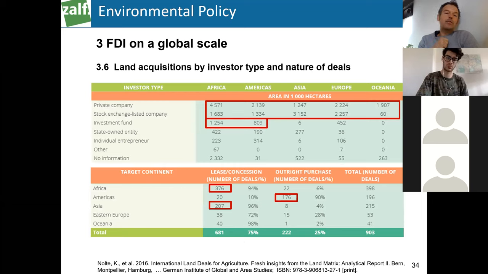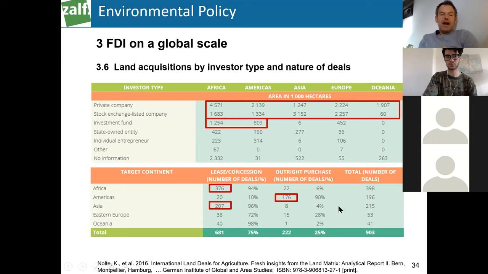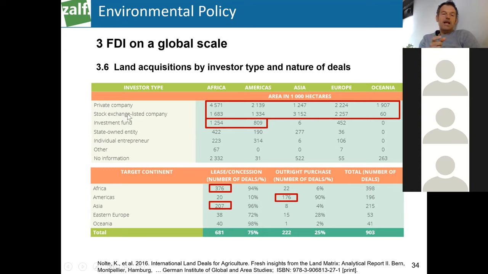If you look at the land acquisitions by investor type and nature of deals, most are private companies, stock exchange listed companies, and investment funds. In Africa and America, mainly the investment funds, and in Asia, Europe, and Oceania, it is the private companies and stock exchange listed ones. It has a lot also to do with the legal system, what is possible. And this is also quite important here.